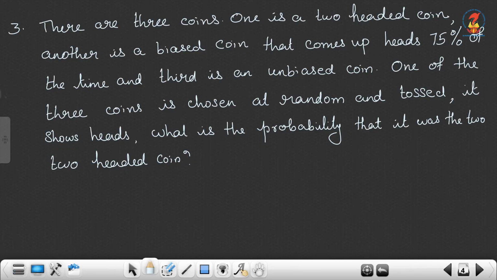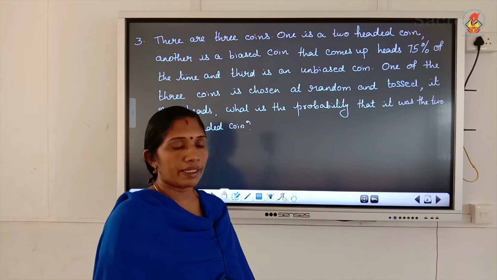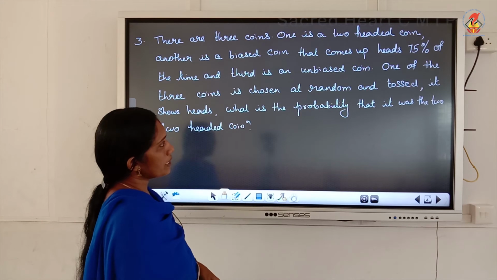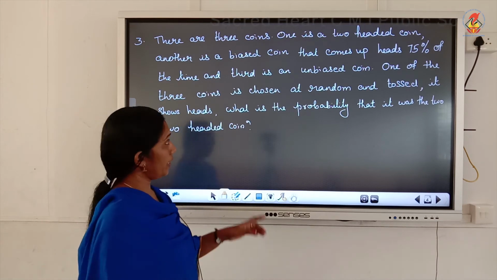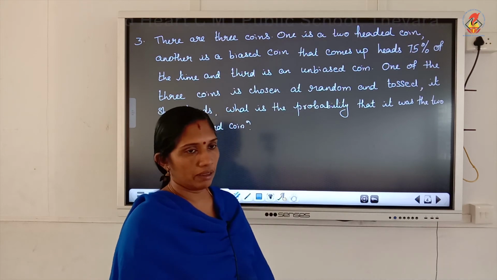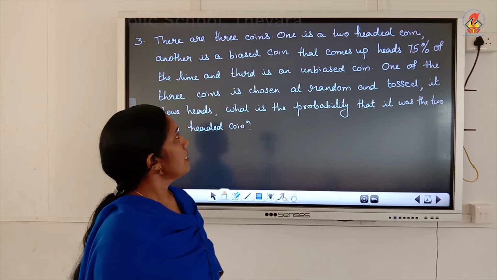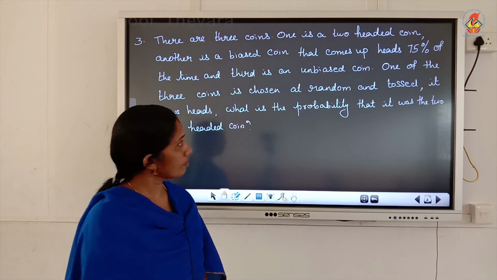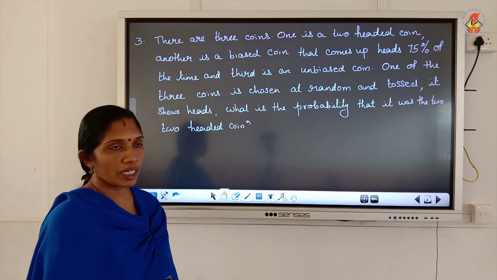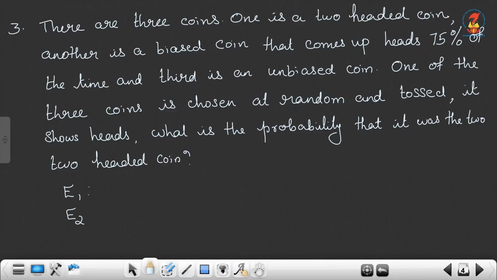Understood the experiment? There are 3 coins. We have to select one of the coins and toss it. Then check how many heads appeared. Then what is the probability that it was the two-headed coin? And here it is given, it shows heads. So head appeared. Then what is the probability that it was the two-headed coin? Okay. So how do we define events here? Look here, one of the 3 coins is chosen. So there are 3 coins. So we can define E1, E2 and E3.